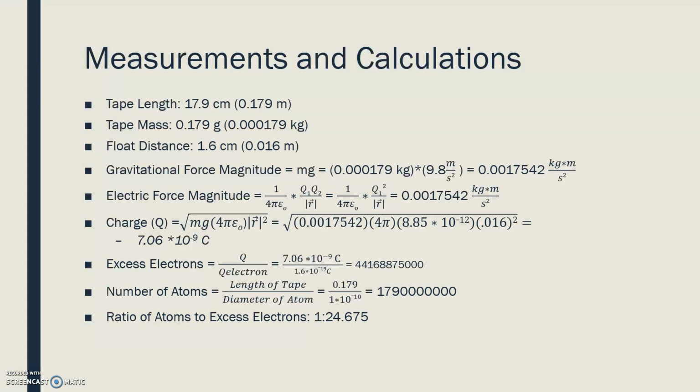To determine the number of excess electrons, we must simply divide the charge by the charge of a single electron, and the number of excess electrons is shown here. The number of atoms can be determined by dividing the measured tape length value by the diameter of an atom, which is 1 times 10 to the negative 10th. And then finally, to determine the ratio of atoms to excess electrons, we simply divide the number of excess electrons in atoms by the total number of atoms.